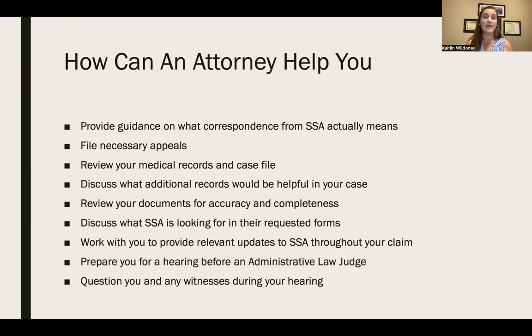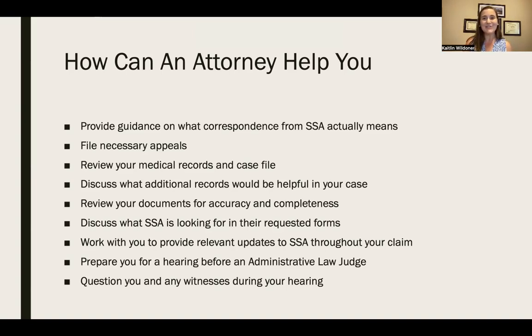We review the file and then discuss what additional records might be helpful if it's reasonable in your situation. We can review your documents for accuracy and completeness. We can never fill out the questionnaires that Social Security sends you because we don't know what you're going through on a daily basis. I'm talking specifically about the pain, anxiety, and cardiac function questionnaires. The work history report, especially if you're over 50, we will help you fill out because we want to make sure it's done correctly. We also will discuss what Social Security is looking for in their requested forms.